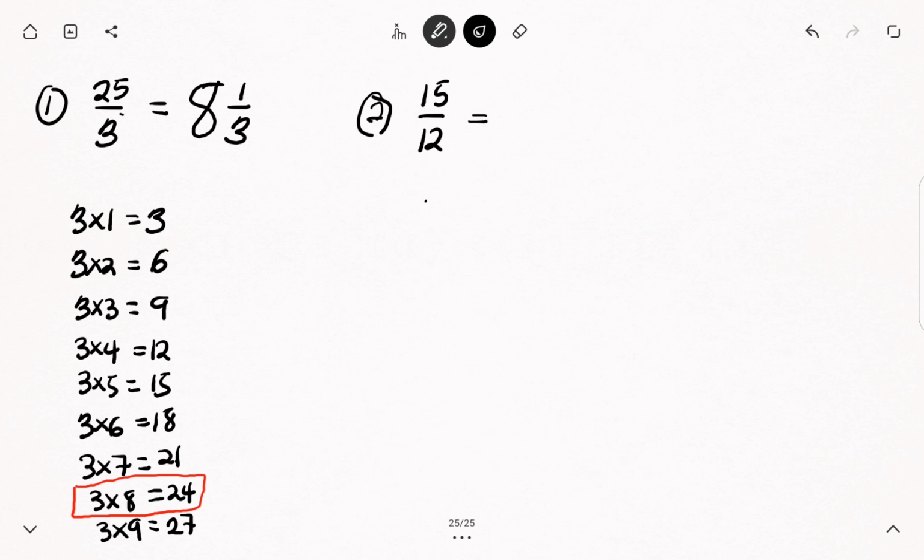Now if you look at this, this is a very simple example, because 12 times 1 is 12. 12 times 2 is 24, which is obviously greater than the numerator we have over here. So that means 12 can only go into 15 one time, just one. So we write a big one over here, and then 12 times 1 is 12. So it means that you have to add 3 to 12 before you get 15. So we have a remainder of 3.